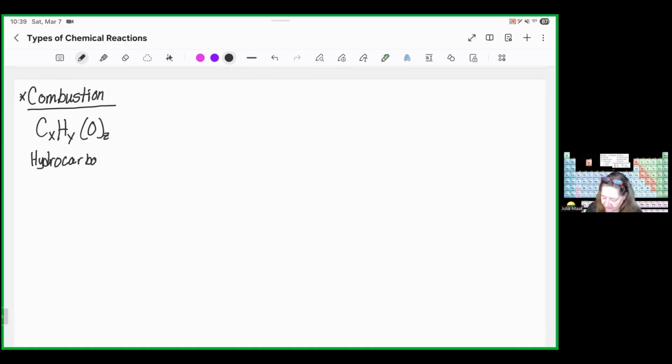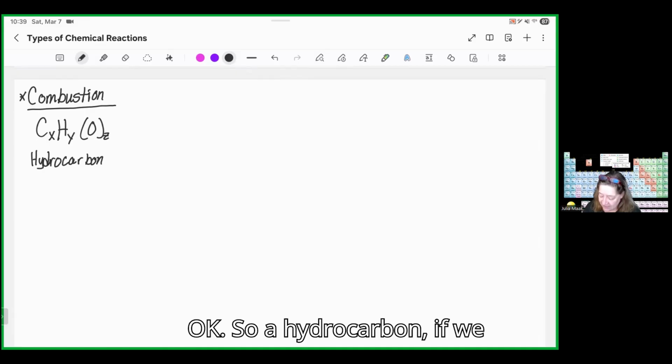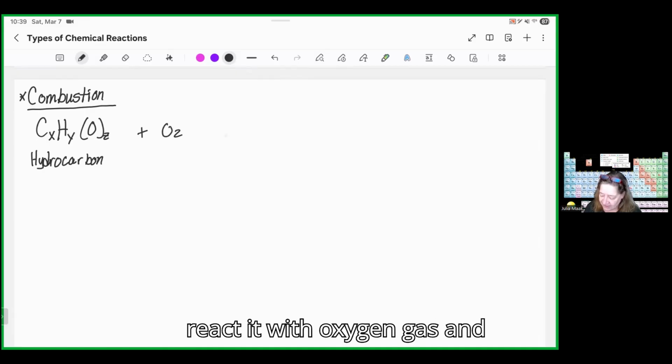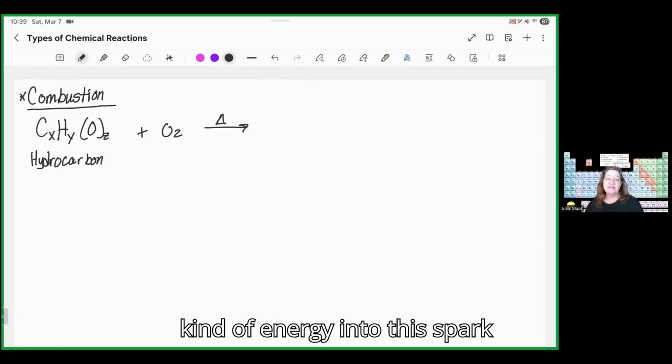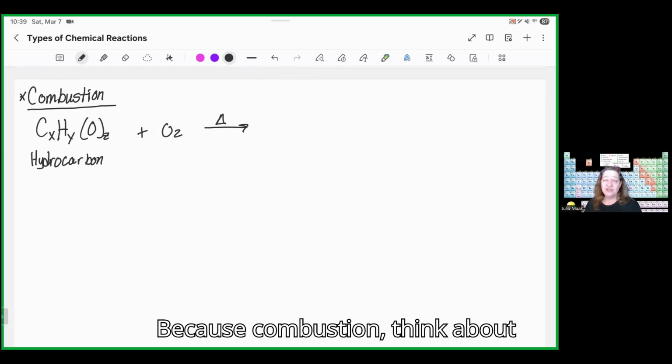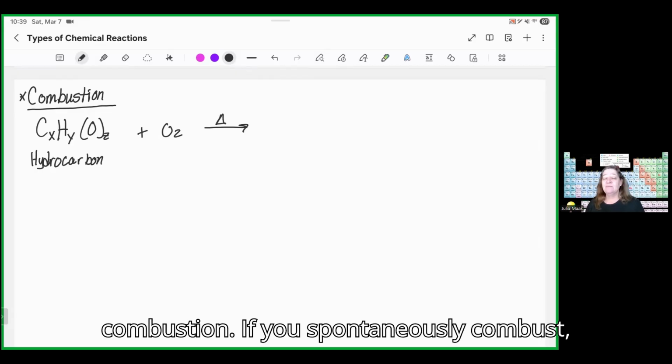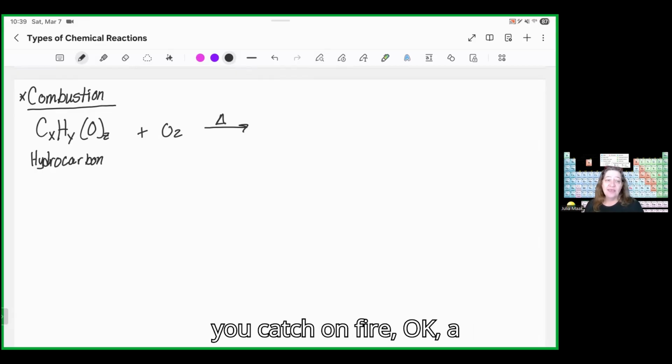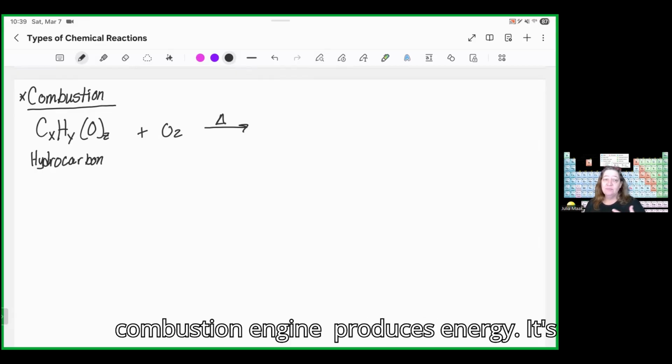hydrocarbons. So a hydrocarbon, if we react it with oxygen gas, and we do have to put some kind of energy into this, a spark, a fire, some kind of energy, right? Because think about combustion. If you spontaneously combust, you catch on fire. A combustion engine produces energy.